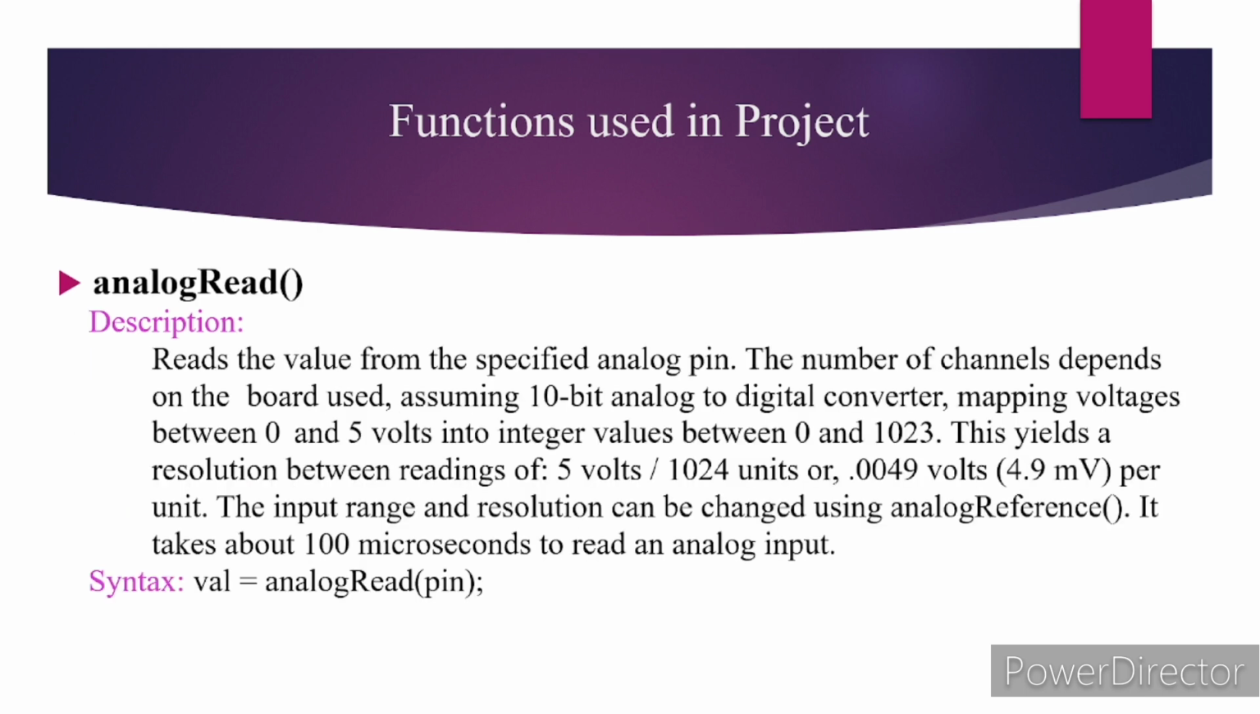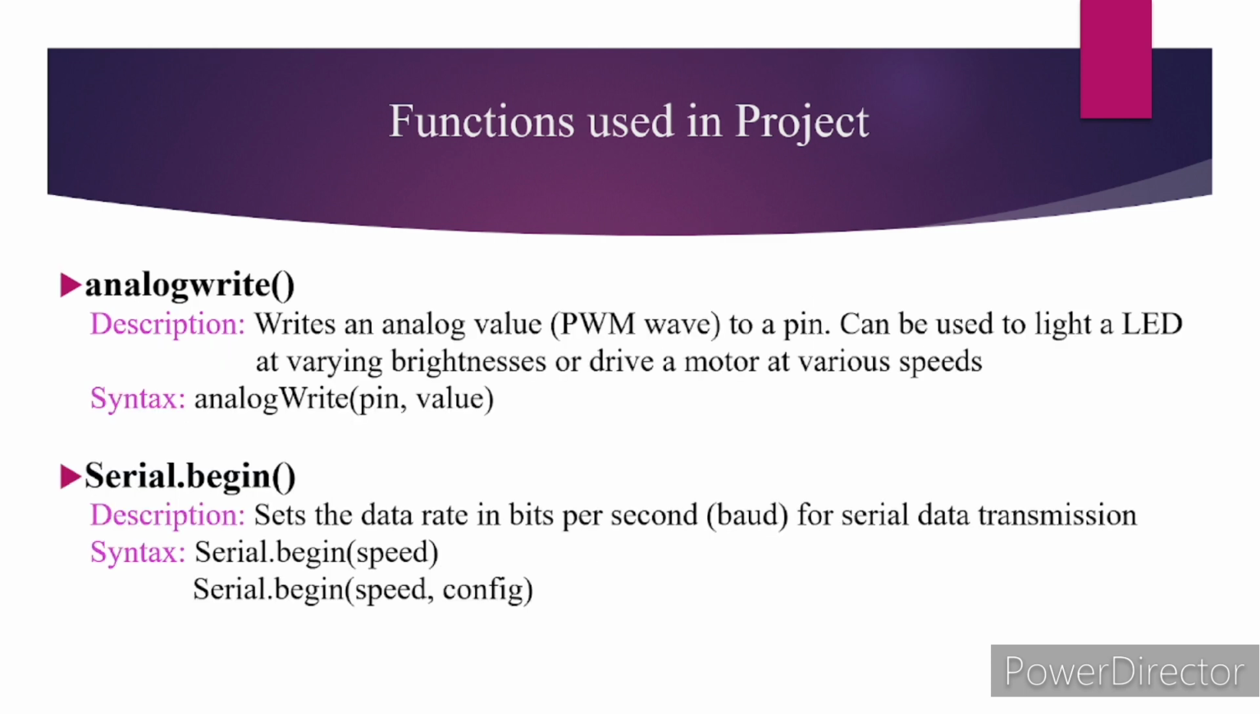The functions used on analog inputs are analogRead and analogWrite. analogRead function reads the value from the specified analog pin. analogWrite writes an analog value, that is a PWM wave, to a pin. It can be used to light an LED at varying brightness or drive a motor at various speeds.